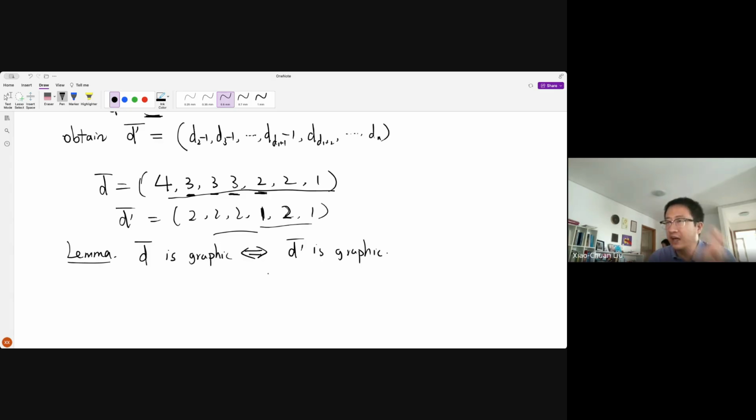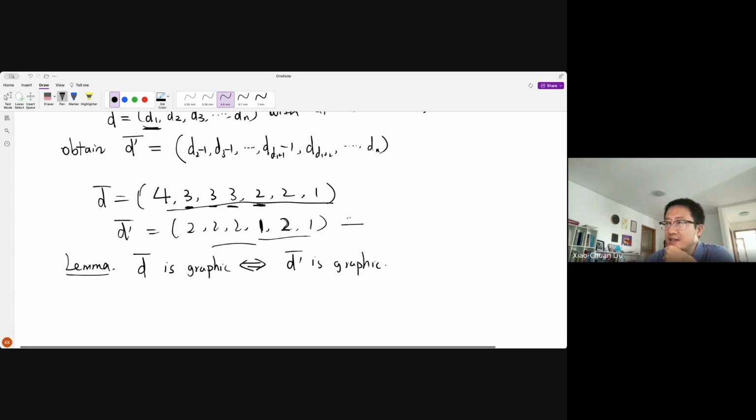So if we accept this lemma, we realize that this guy is not even decreasing, so it's clearly not graphic. So you can conclude that this guy is not graphic also. I think it's very interesting. This is not graphic, so by the lemma, this is not graphic also. To understand this idea, the effort is to prove this lemma.